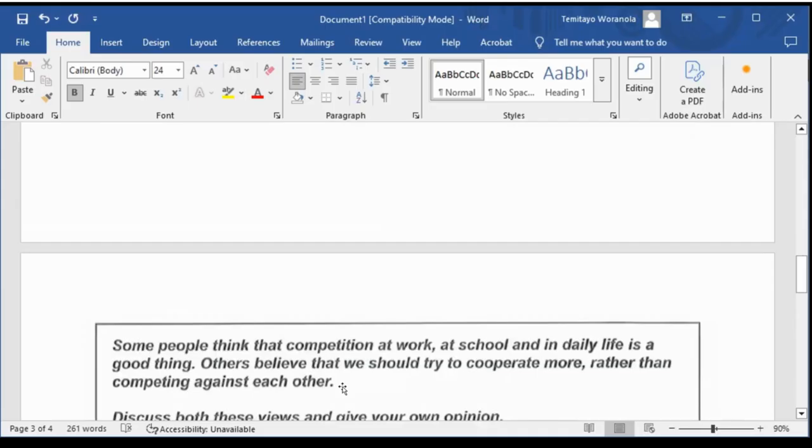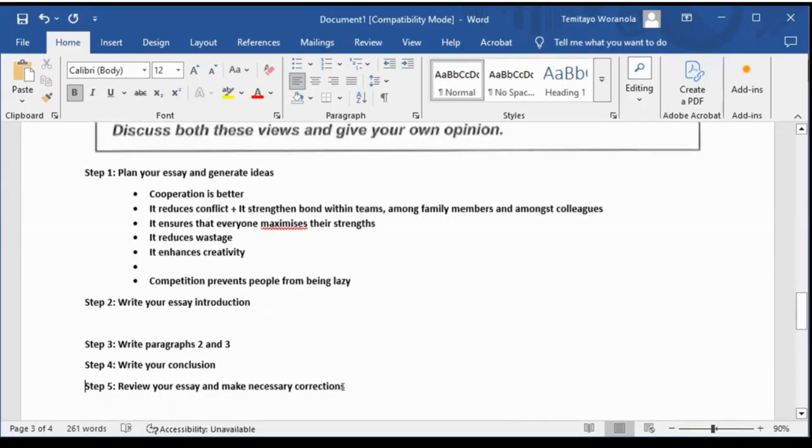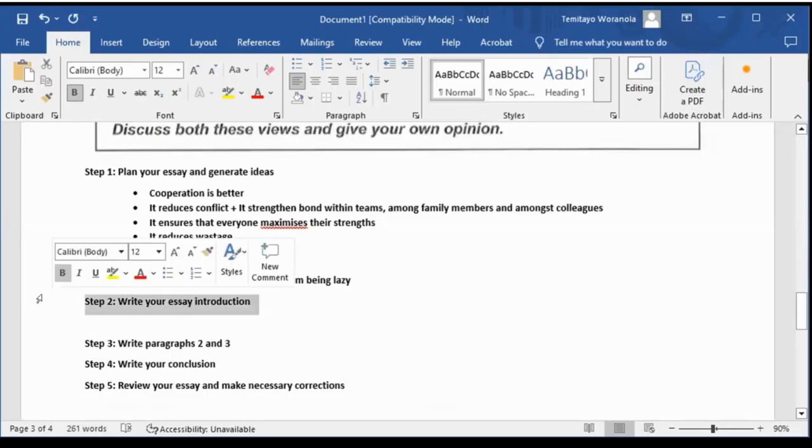But I'm going to change some words. I'm going to introduce some synonyms. That's what we call paraphrasing the question prompt. That's the second thing about your introduction. The third thing about your introduction is that there must be a clear thesis statement. So for a discussion essay, when you're writing your thesis statement, you must clearly state your position. That is what it means when we say write a thesis for a discussion essay.